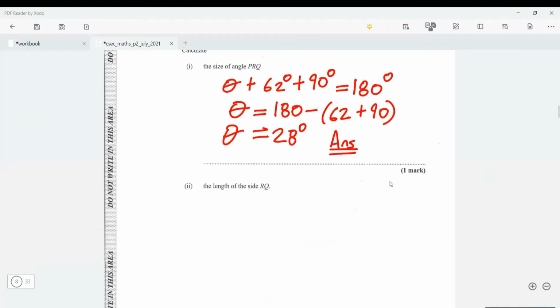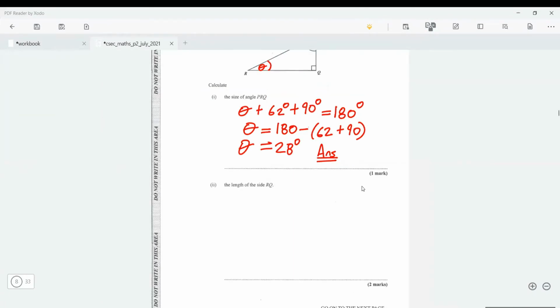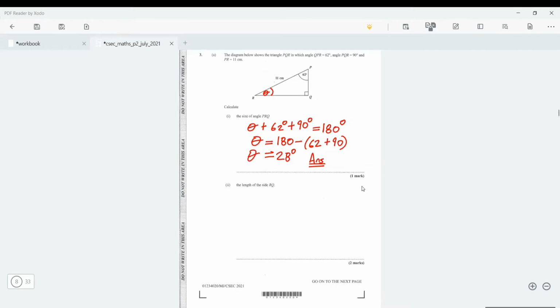Let's look at the next part right here. It says we need to find the length of the side RQ. This is the length of RQ right here. If we want to find the length of RQ, you can do it any way you want because you have all 3 sides. You can use SOHCAHTOA, you can use sine rule, you can use cosine rule, however you want, it just depends on you. But since this is a right angle triangle, we're just going to stick to SOHCAHTOA and we're going to realize that they give us the hypotenuse.